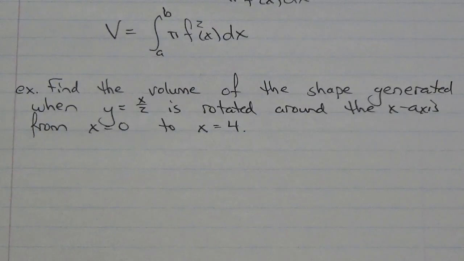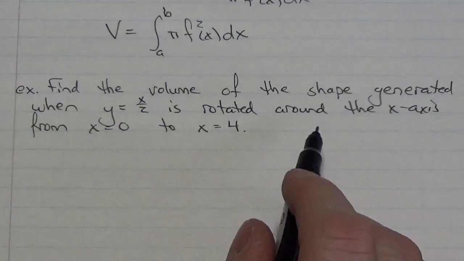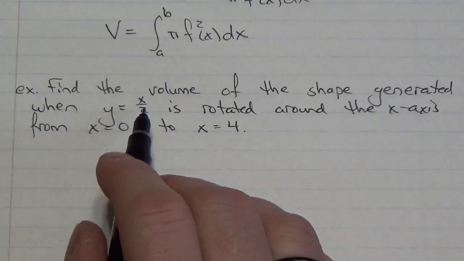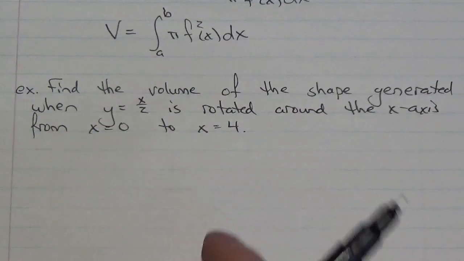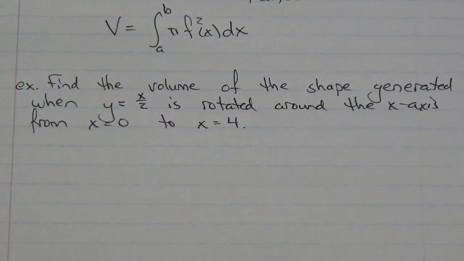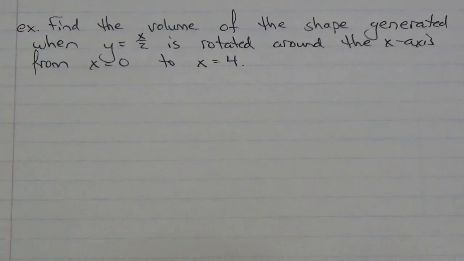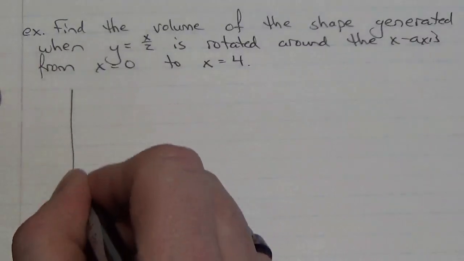Okay, so this question says, we're going to find the volume of the shape generated when y equals x over 2 is rotated around the x-axis from x equals 0 to x equals 4. Now, probably the first thing we should do here is draw that out. What does that look like?